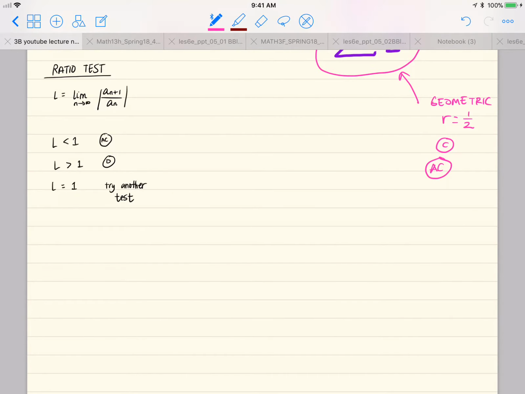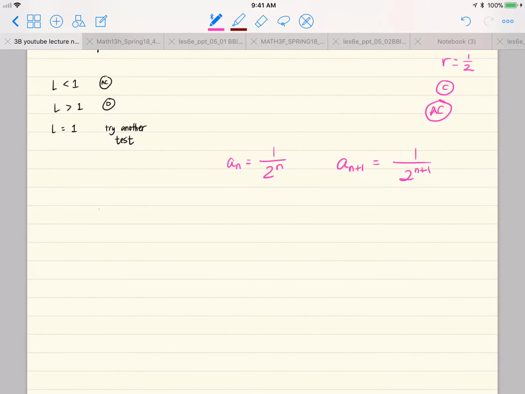convergent. So our a sub n, our terms, are 1 over 2 to the n. So that means a sub n plus 1 is going to be 1 over 2 to the n plus 1. And now L, which is the limit as n goes to infinity of the absolute value of a sub n plus 1 over a sub n, is going to be the limit as n goes to infinity of, now a sub n plus 1 is 1 over 2 to the n plus 1, and a sub n is 1 over 2 to the n. Okay?